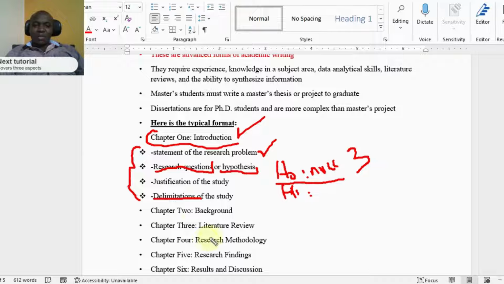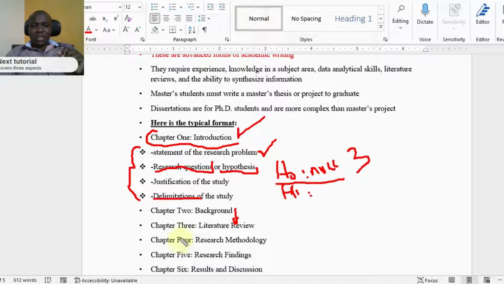Then we have chapter 2, the literature review. You present the literature, the studies, the sources you seek to support your claims, your research questions, your hypotheses. You bring a number of researches, then you synthesize them. Basically, you want to prove that they are in support of your topic.